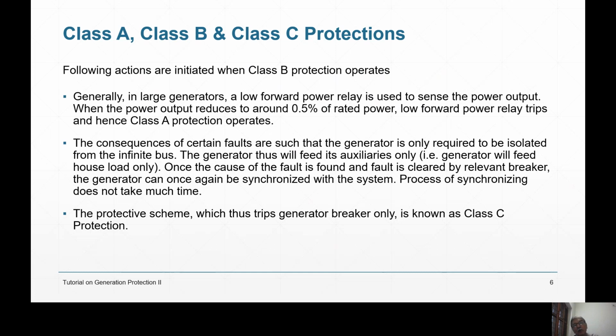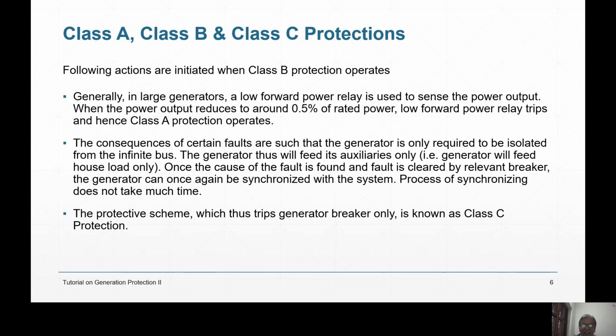then on the generator transformer secondary, there is a protection. That is, generator transformer secondary overcurrent and earth fault protection will operate. That protection is class C protection. And in class C protection, you simply operate the generator breaker. Just simply open the generator breaker. Generator will keep running on house load. That is 10% of the load.